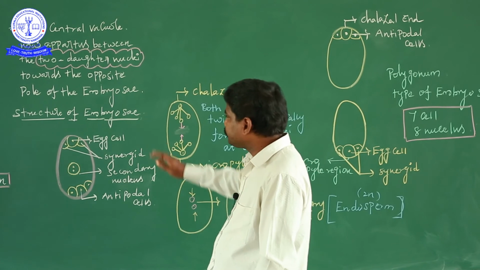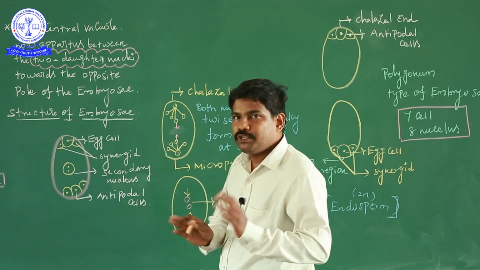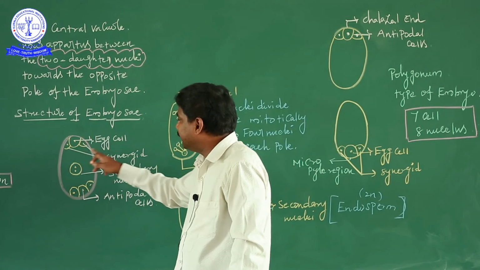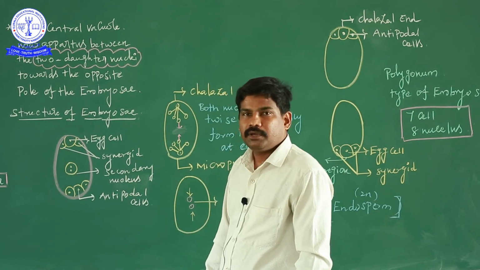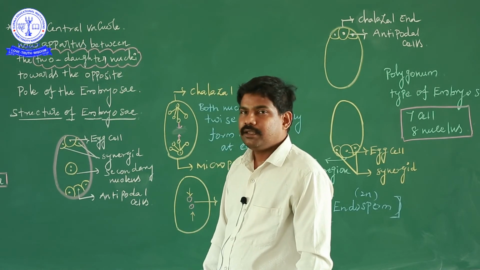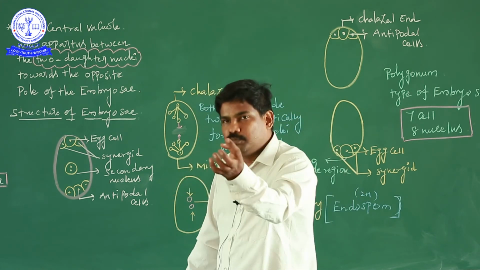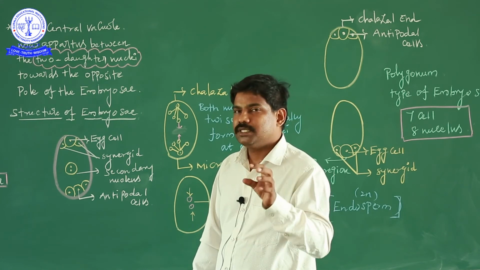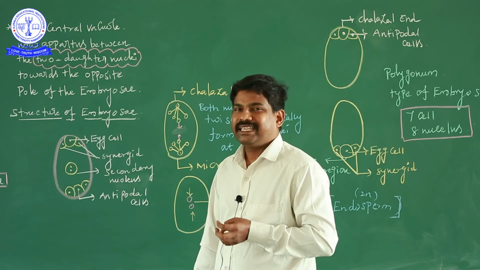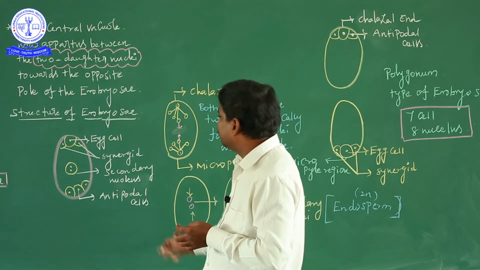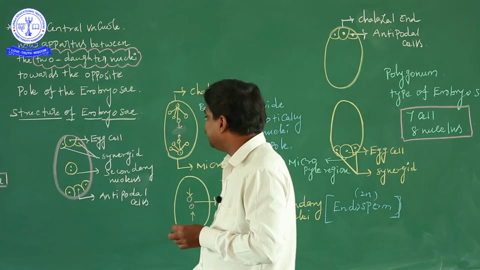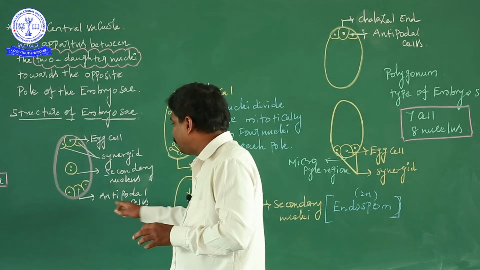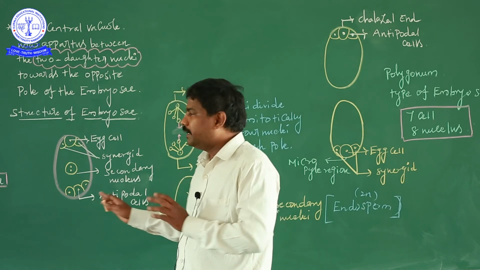Next, the structure of the embryo sac. What is present in the embryo sac? First, the egg cell and two synergids. What is the main function of the synergids? The pollen tube enters and is absorbed by the synergids. That movement is called chemotropic movement, and the very important substance for it is calcium pectate. Then in the central part is the secondary nucleus, and the antipodal cells are also present. That is the embryo sac.